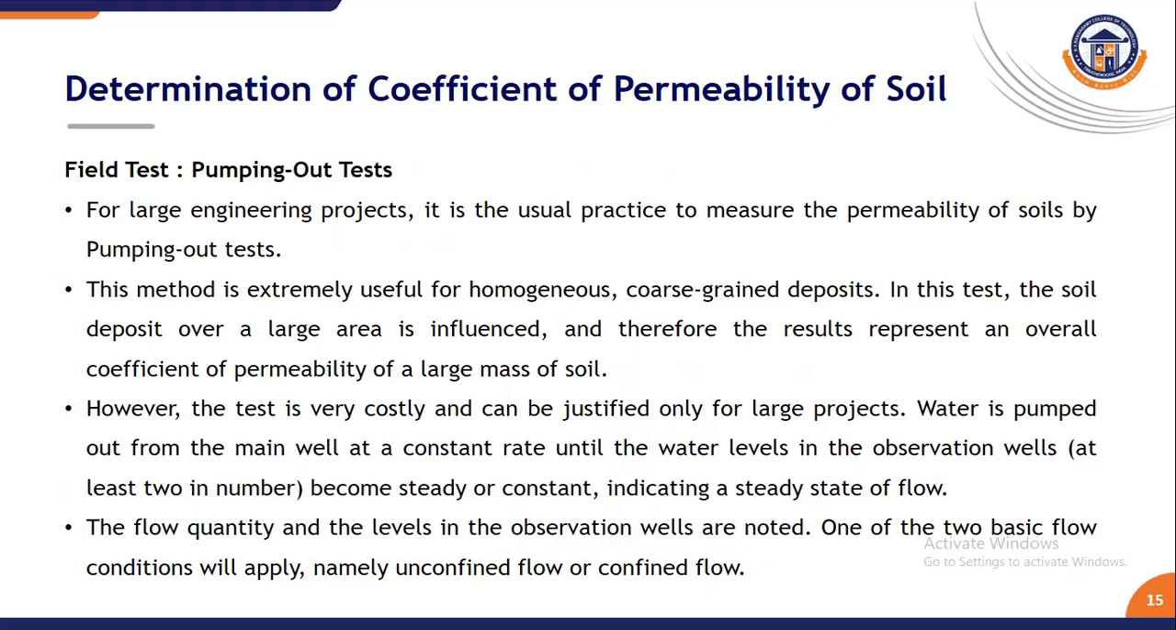Water is pumped out from the main well at a constant rate until the water level in the observation well becomes steady or constant. The flow quantity and the level in the observation well are noted. One of two basic flow conditions will apply, namely unconfined flow, and another one is confined flow.